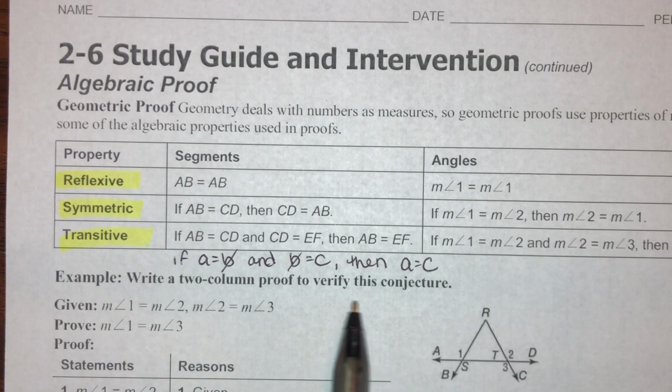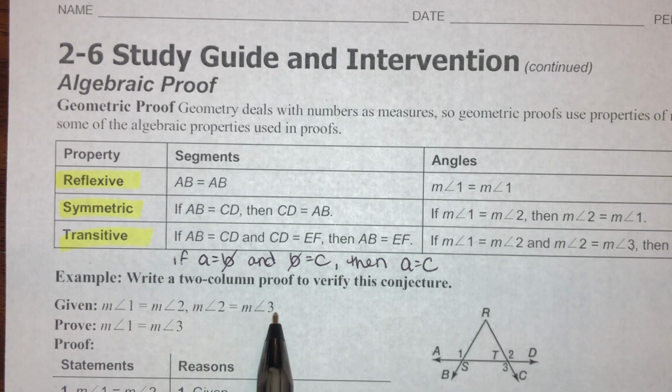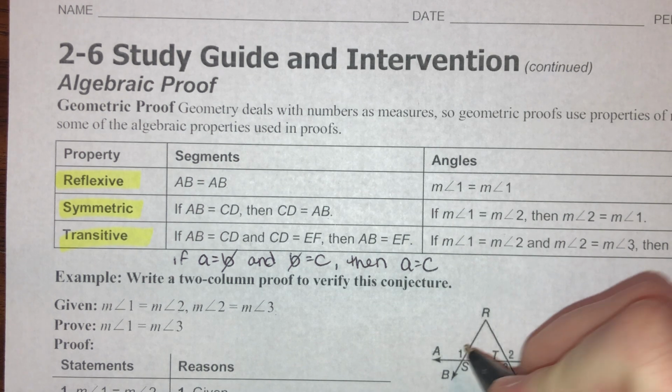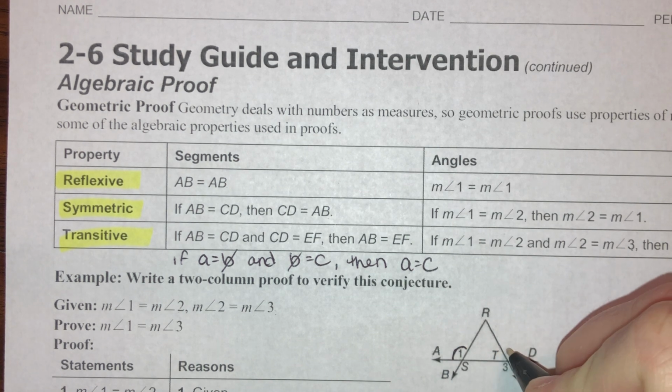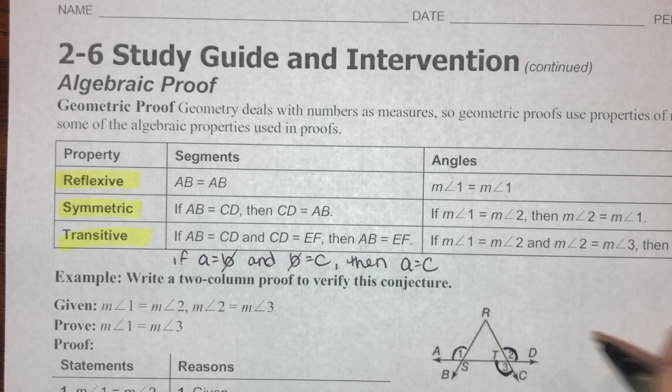All right, example, write a two-column proof to verify the conjecture. Given angle 1 and angle 2 are congruent, the measure of angle 2 has to equal angle 3. Oh, no, sorry, this is the given. Angle 1 and angle 2 are equal, and angle 2 and angle 3 are equal. We have to prove that angle 1 is equal to angle 3. So we know that these two angles are equal. And we also know that angles 2 and 3 are equal. So we're trying to just cut out angle 2 altogether and prove that angle 1 and angle 3 are congruent.